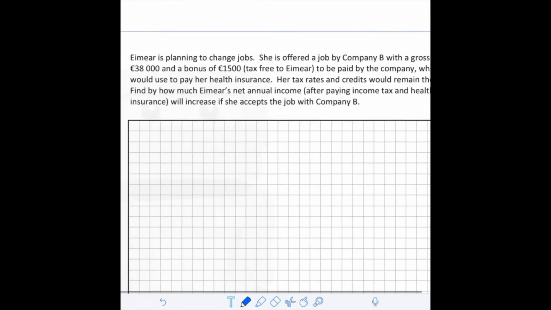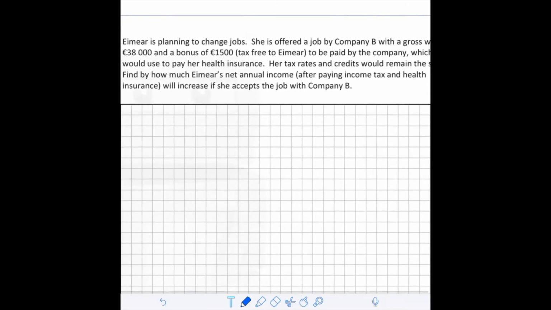Okay. Part C. Imre is planning to change jobs. She is offered a job by Company B with a gross wage of 38,000 and a bonus of 1,500 to be paid by the company, which she would use to pay her health insurance. Her tax rates and credits would remain the same. Find by how much Imre's net annual income after paying income tax and health insurance will increase if she adopts the job with Company B.